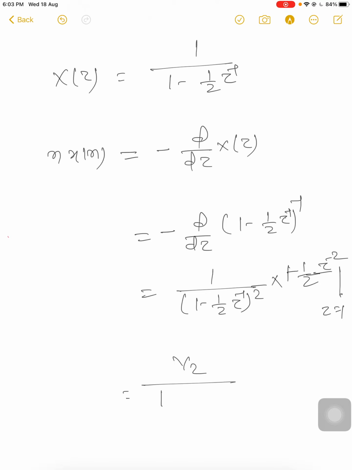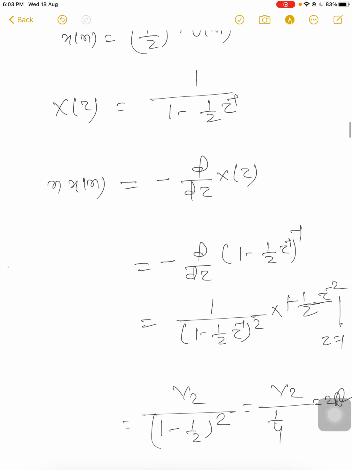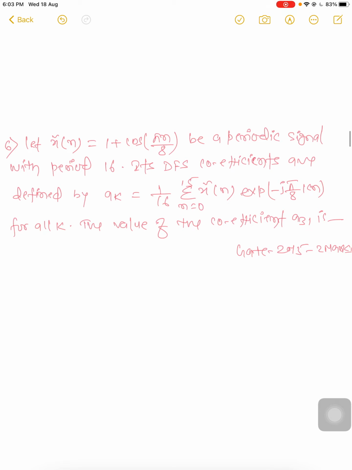Then you will put z is equal to 1: half upon 1 minus 1 by 2 square. Then you will get 1 by 2 upon 1 by 2, 1 by 4. Then you will get 2. 2 will be the right answer.